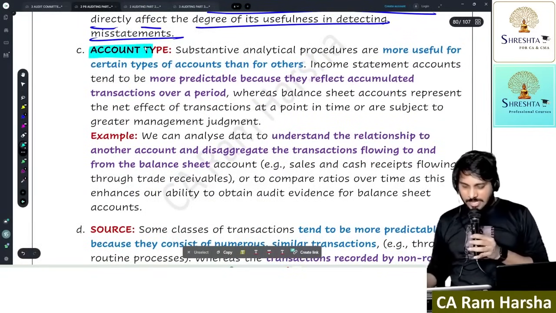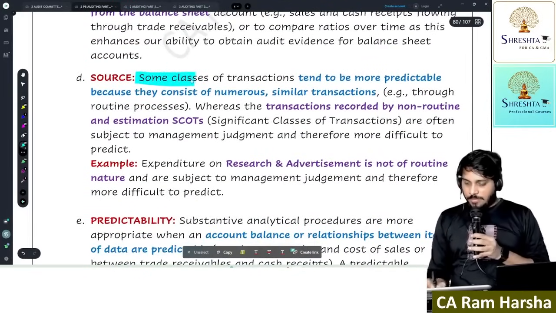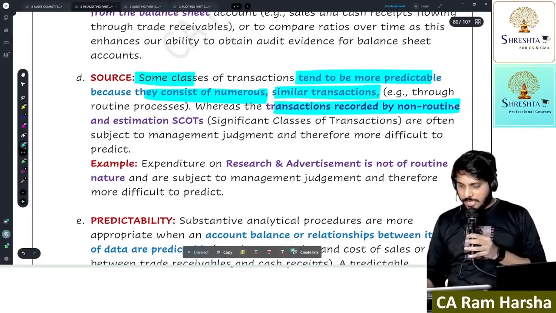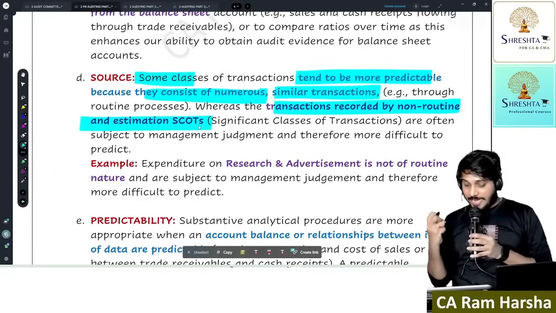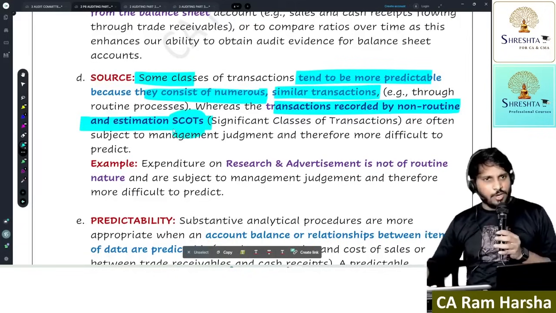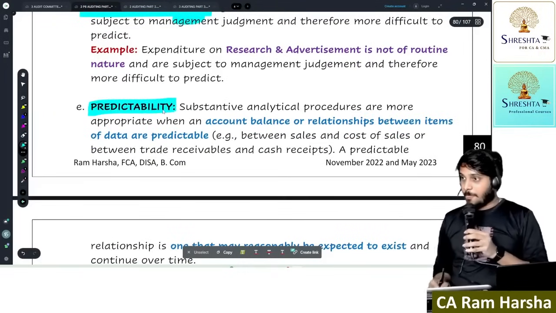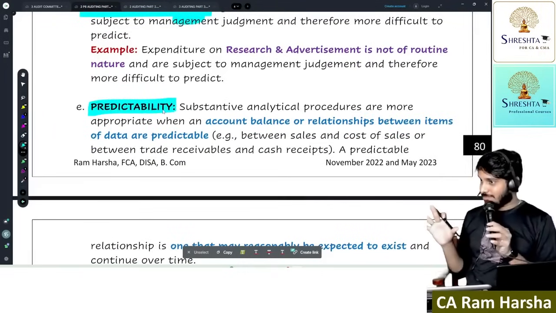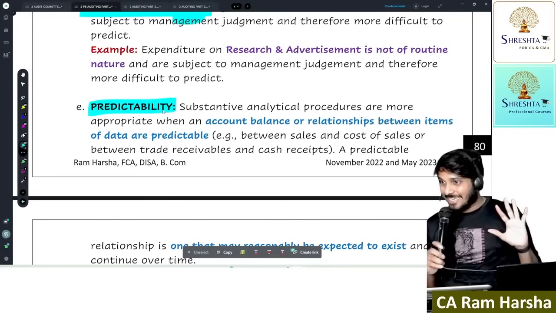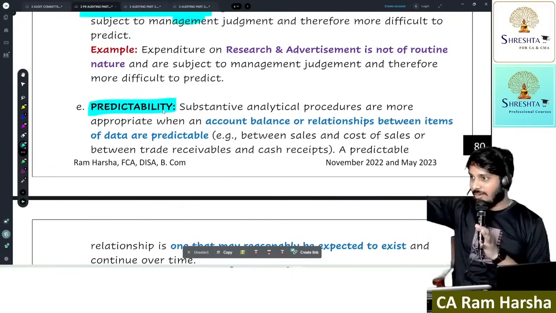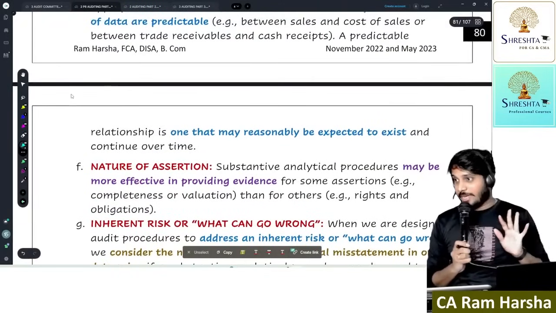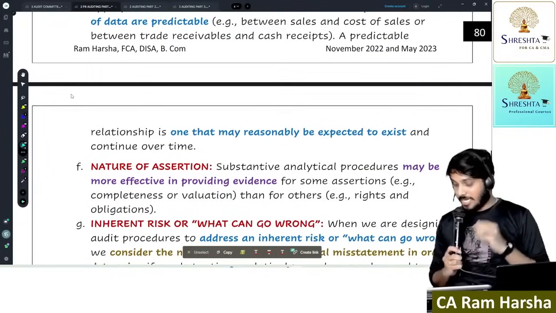So account type, this is a little lengthy point, not required. Source. Some classes of transactions tend to be more predictable because they are numerous similar transactions, whereas some transactions are non-routine and involve estimation, and these items may not be predictable over time. And predictability: how far can you predict a particular transaction? Will it move in a particular pattern? Suppose, can I predict cases against the company? Legal cases. Last year 10 cases, current year 12 will come. Can I say that? Exactly. So where you need to apply analytical and where you should not, you must have that understanding, that judgment.